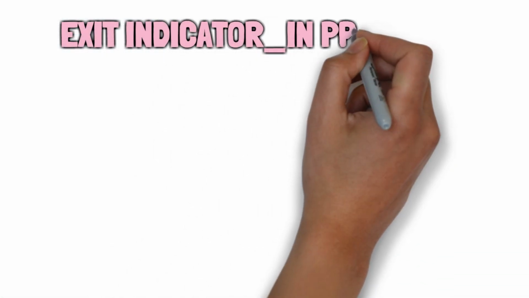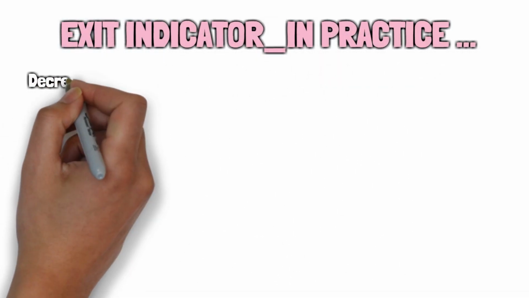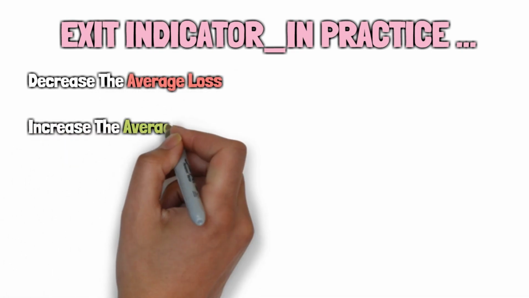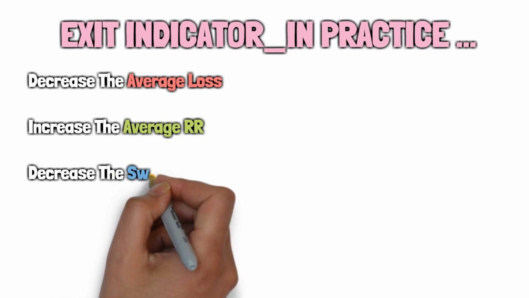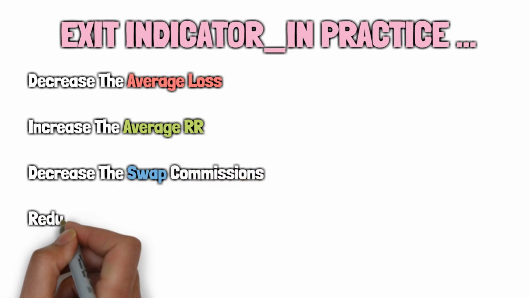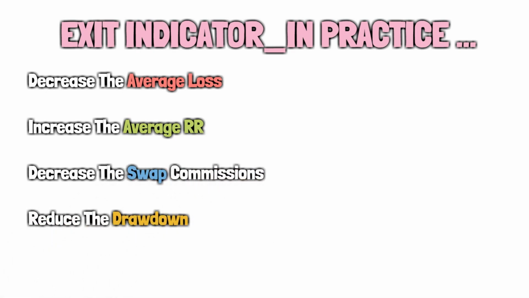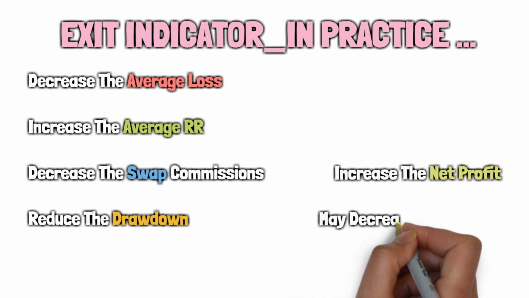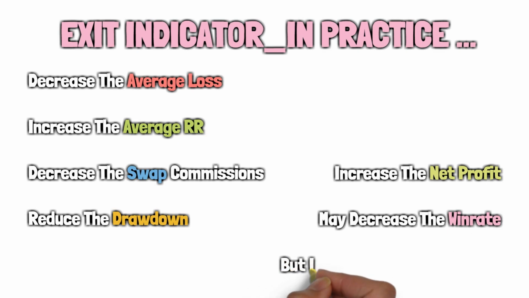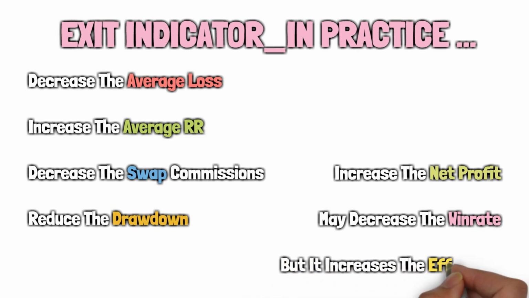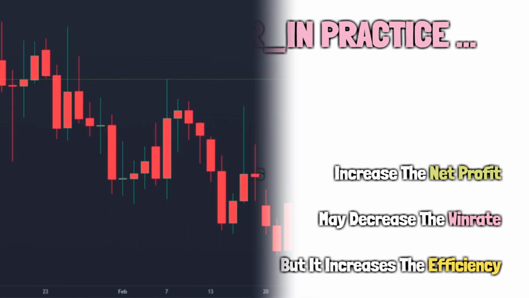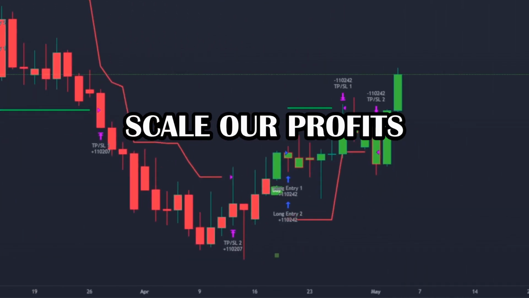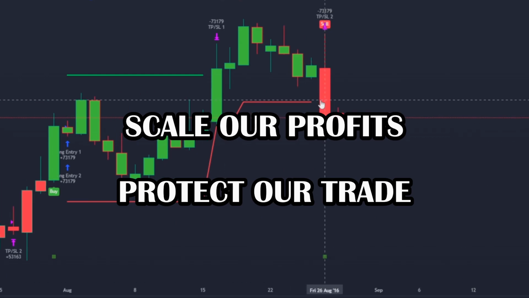In recap, an exit indicator will, in practice, decrease the average loss of our strategy, thus increasing our average risk-to-reward ratio, it will decrease the swap commissions paid to the broker, and it will decrease the drawdown of the strategy while increasing the net profit. We may see a slight decrease in the win rate of our strategy, but that won't be a problem, because its efficiency will increase. Regarding the trailing stop loss, it is mainly used to scale our profits and protect our trade from a sudden price crash.